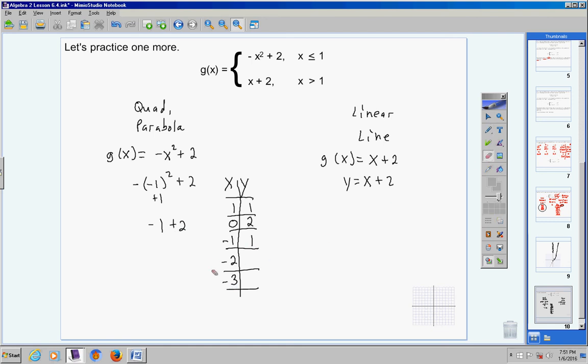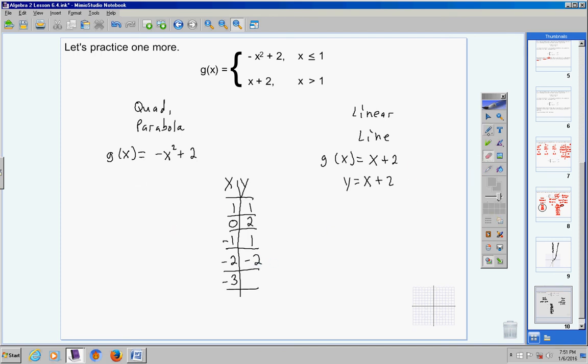Alright, now let's substitute negative 2 in for x. Negative sign first, parentheses, then negative 2, then squared, and then positive 2. Well, now, yes, negative 2 squared, negative 2 times negative 2 is positive 4. But you have a negative sign outside here, so negative positive makes it a negative 4. Bring down your positive 2, and you get a negative 2.